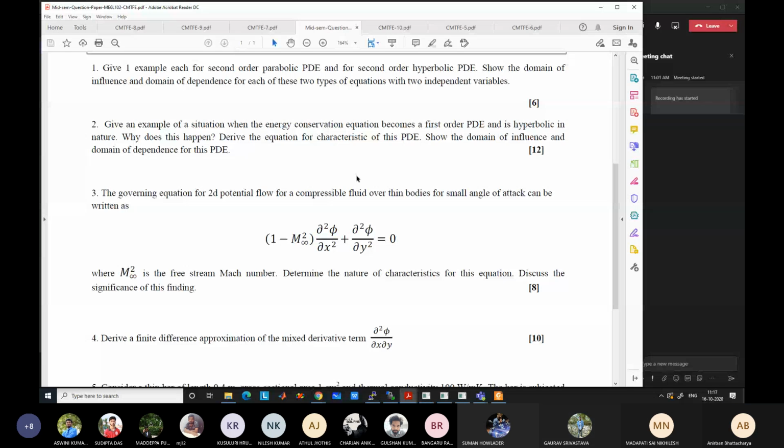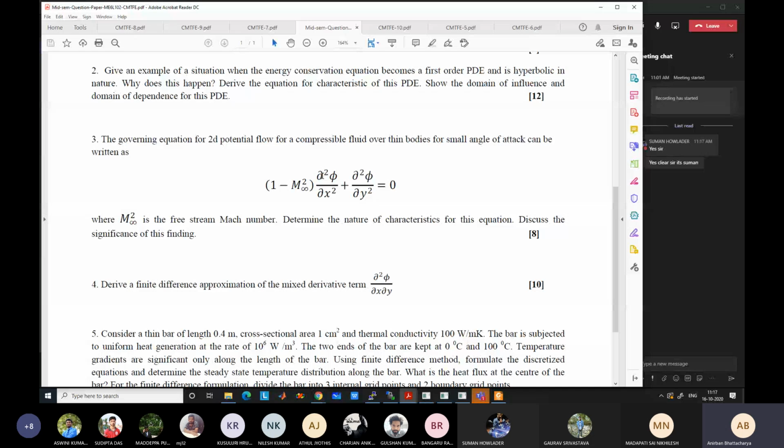So then point 3 also we have discussed, question 3 we have discussed in the class, and so the nature of characteristics will depend on the value M infinity. We have seen three cases. For M infinity, for Mach number lower than 1, it is elliptic in nature, higher than 1, hyperbolic in nature, and equal to 1, parabolic in nature. So this also is a very standard problem. So you have to show that it depends on the M infinity value. Derive a finite difference approximation of mixed derivatives. This also is discussed.